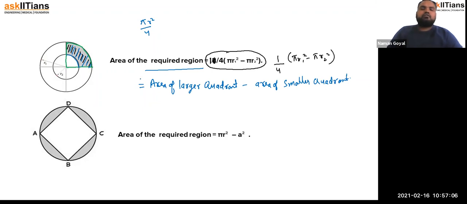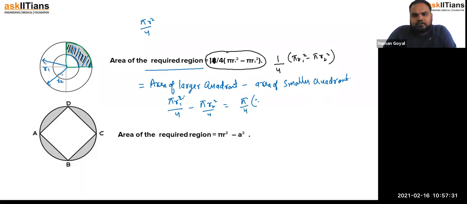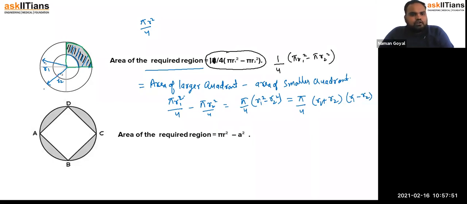Okay, so what is the area of the larger quadrant? The larger circle radius is r1, and the smaller circle radius is r2. So the area of the larger quadrant is pi r1 square by 4, minus pi r2 square by 4. Now you can take pi by 4 common, it gives r1 square minus r2 square. Now you can use the property a square minus b square, which is a plus b into a minus b. So it will be pi by 4 into r1 plus r2 into r1 minus r2. Okay, this is the first one.